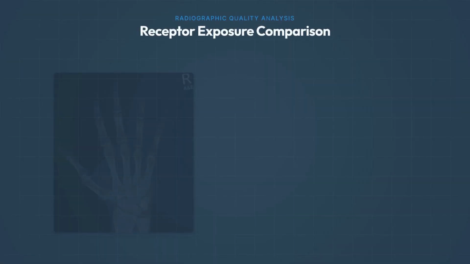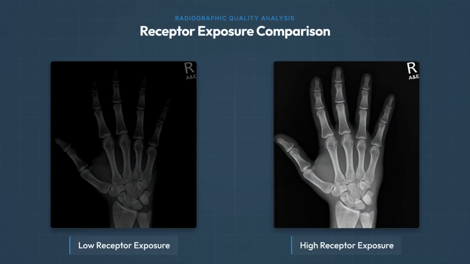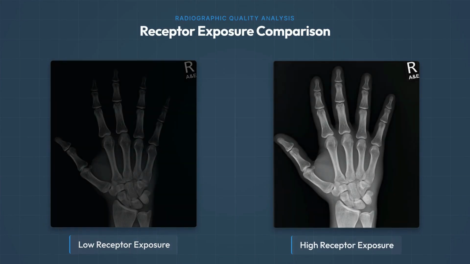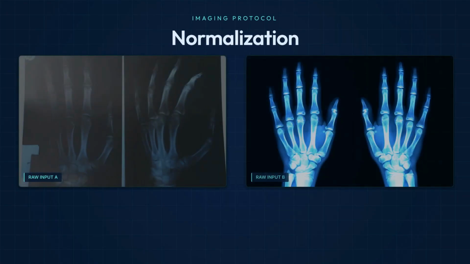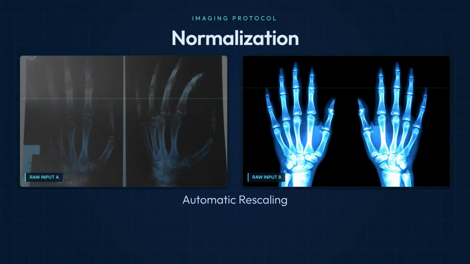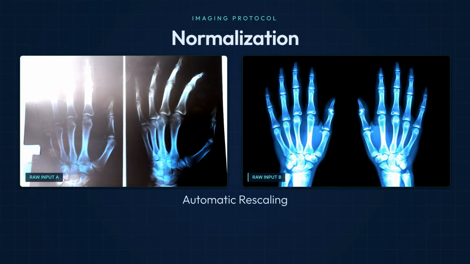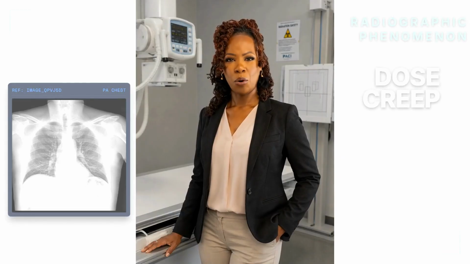Suppose 2 images of the same anatomy receive different receptor exposures. Without processing, their appearance could be very different. Automatic rescaling allows the system to adjust the pixel values so both images can be displayed with relatively appropriate brightness. But here's the important point.